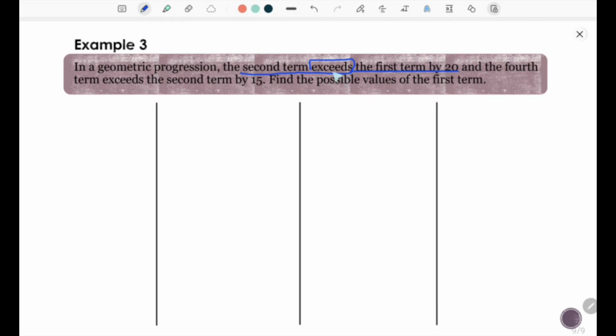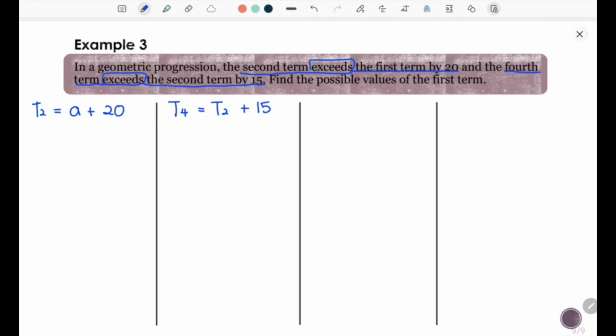So you need to write this information in an equation which is T2 equal to a plus 20, which is the second term exceeds the first term by 20. And the second information is the fourth term exceeds the second term by 15. So you need to write in this form, which is T4 equal to T2 plus 15. So we have the fourth term exceeds the second term by 15.